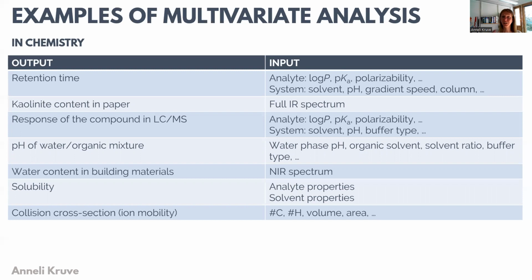So these are just a couple of small examples where we have a lot of inputs that need to be taken into account to predict one output. And obviously, we can't do this with one-at-a-time statistics. So we need multivariate analysis that we are going to use here as well.